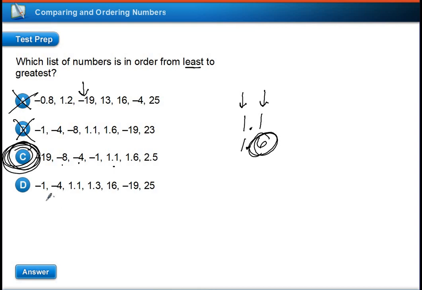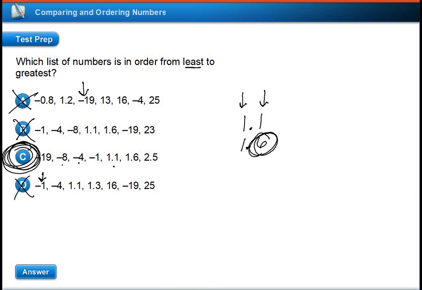Now if I go through again and I look, I have my negatives. I have -1, -4, but that's automatically wrong because -1 is going to be closer to 0 than -4 is. So this is actually going to be further to the left. So D cannot be right either.